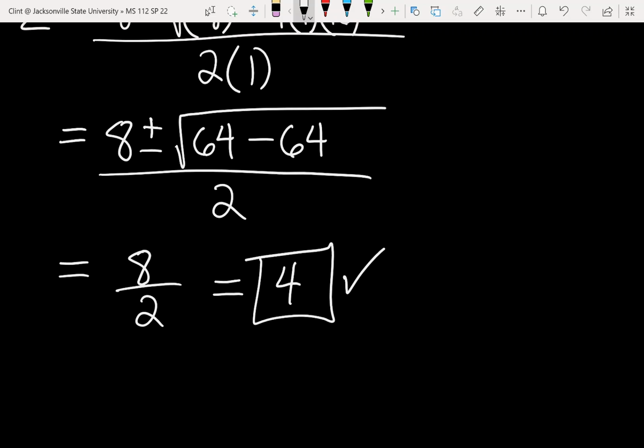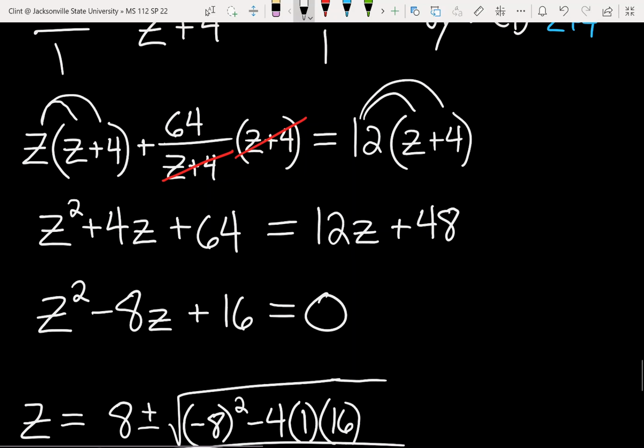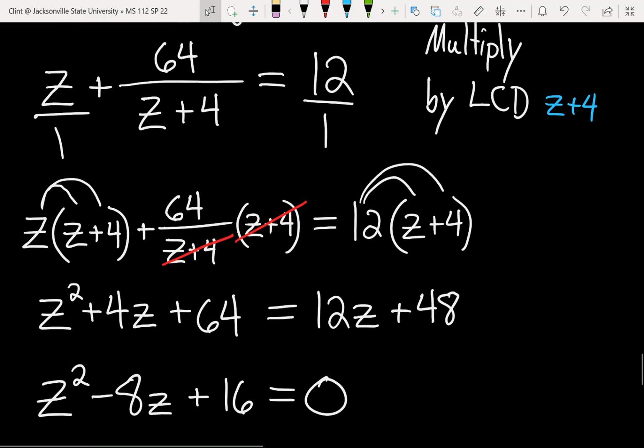Yeah, that's the quick check. You can do the longer check where you actually plug the whole thing in and make sure you get the same thing on both sides. And you could do, okay, I got 4 plus 64 over 8. That'd be 4 plus 8 is 12. That does equal 12. So take it that way.